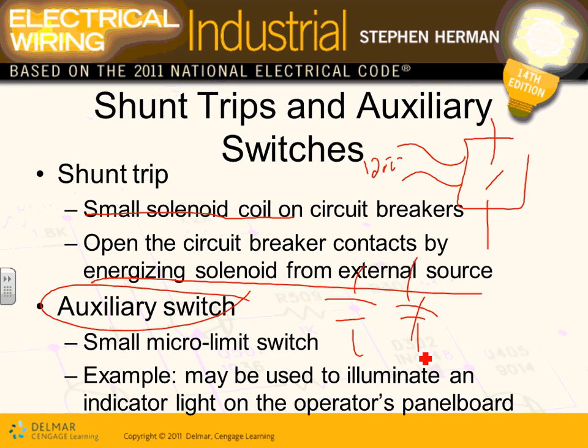You can illuminate an indicating light, so every time the circuit breaker is off, you've got a red light. Every time the circuit breaker is on, you've got a green light. Any comments, guys, about the shunt trip and auxiliary switch? Auxiliary switch or contacts, these are signals. You send the signals every time the circuit breaker is on and off.